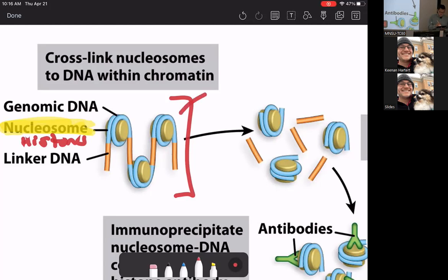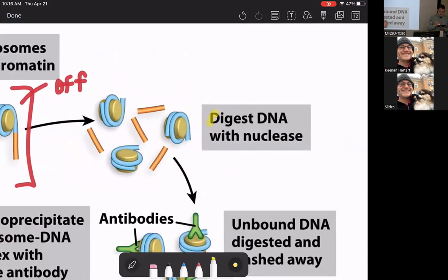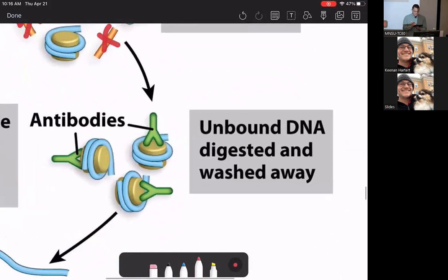What you do is then fragment everything. You digest the DNA. So all this errant DNA that was actually open for business, you're getting rid of. ChIP-seq is a very good way to see what genes are silenced in this case. So the unbound DNA is digested and we wash it away. And then we take what we learned last week.